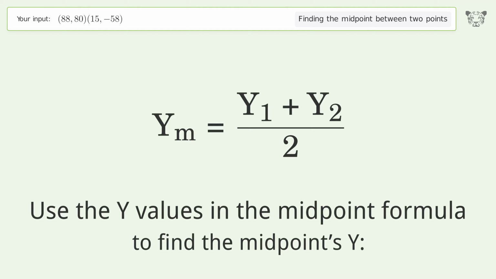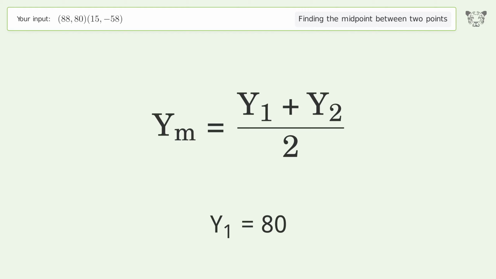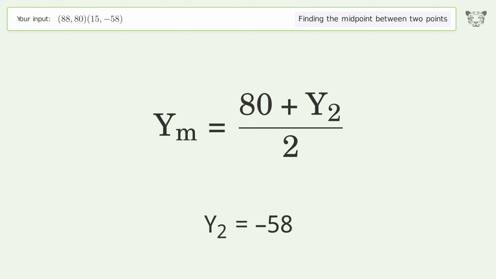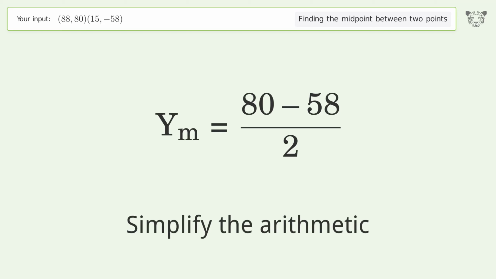Use the y values in the midpoint formula to find the midpoint's y. y1 equals 80. y2 equals negative 58. Simplify the arithmetic.